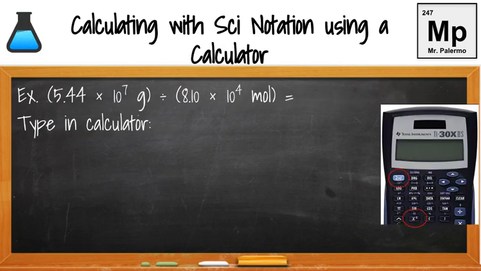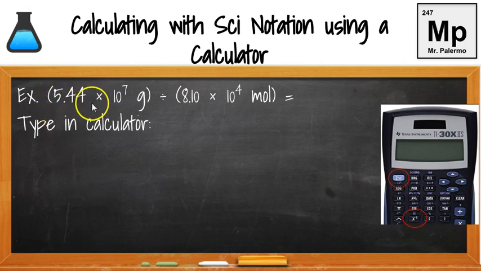And lastly, how do we perform calculations with scientific notation using our calculator? So if you were given an operation like 5.44 times 10 to the 7th, and you want to divide it by 8.10 times 10 to the 4th, how do you do that in your calculator? There is a second function button. Here's the second function on the calculator, and then there's this EE you can see as a second function. That stands for enter exponent. And I'm going to show you how to type that into the calculator.